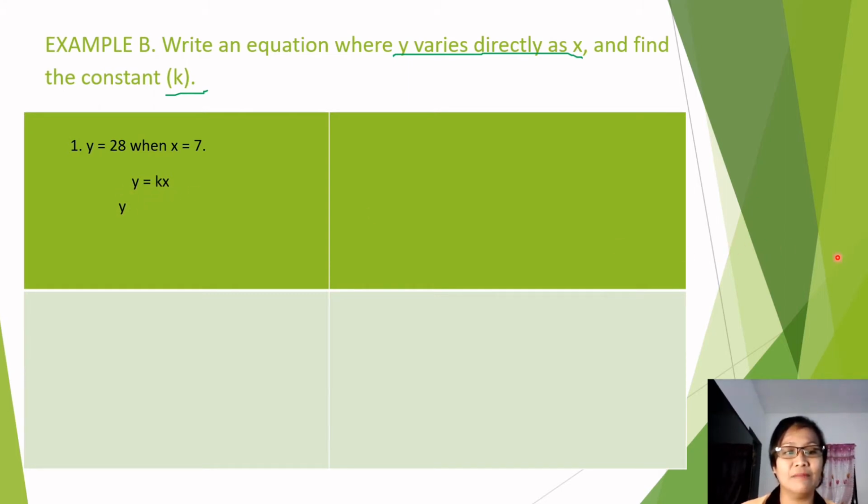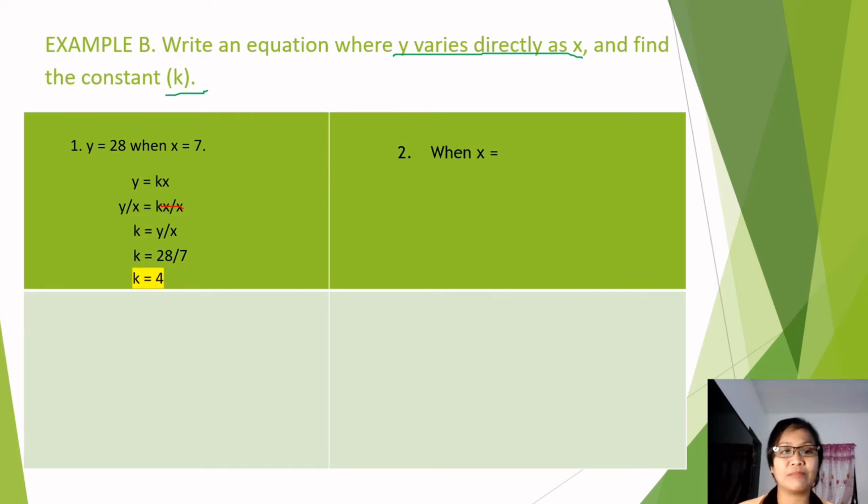So, meron tayong y over x is equal to kx over x. And then, of course, para ma-isolate si k, i-cancel natin si x and x dito. So, ang natira ay si k is equal to y over x. So, ito na ang equation ng ating solution for k. Then, of course, substitute the given. k is equal to, y natin is 28 over x is 7. So, 28 over 7. And 28 divided by 7 is equal to 4.